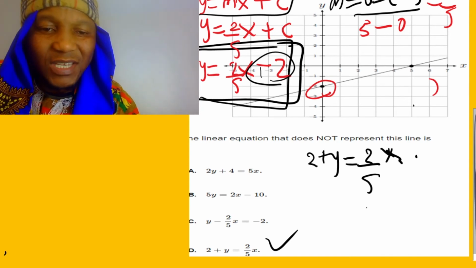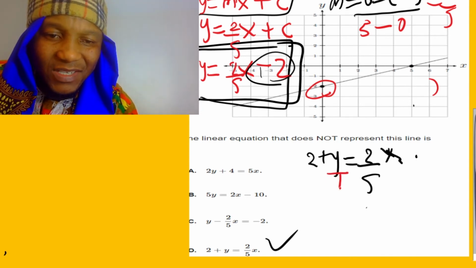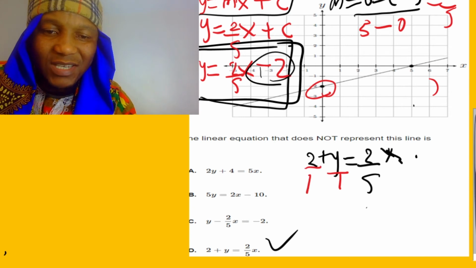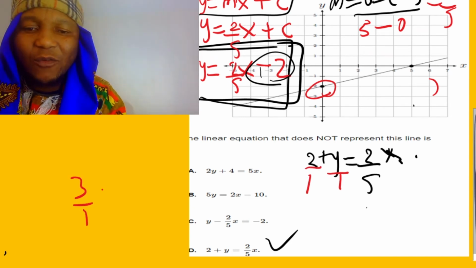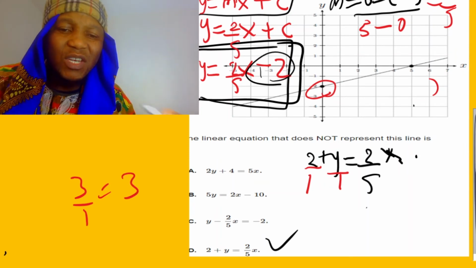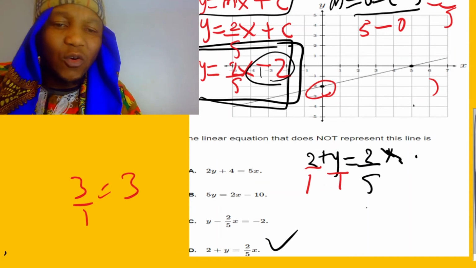So for this case here, look, there's no number here, which means it's over 1. There's no number means over 1. It's like if somebody says 3. What is 3? 3 means 3 over 1. If somebody says 3 over 1, it means equal to 3. So there's no number here. When you say 2, it's 2 over 1. When you say y, it means y over 1. So I'm going to multiply.